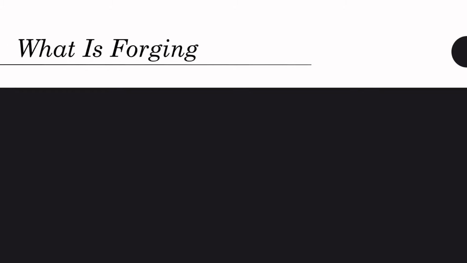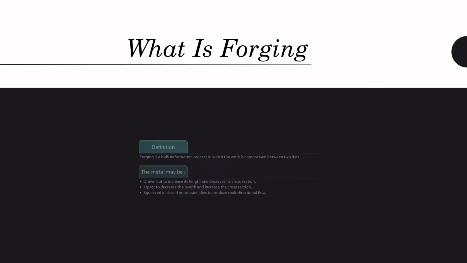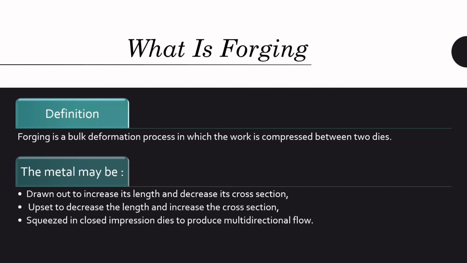So, what is forging? The definition of forging is a bulk deformation process in which the work is compressed between two dies. The metal may be drawn out to increase its length and decrease its cross section, upset to decrease the length and increase the cross section, and lastly, the metal may be squeezed in closed impression dies to produce multidirectional flow.